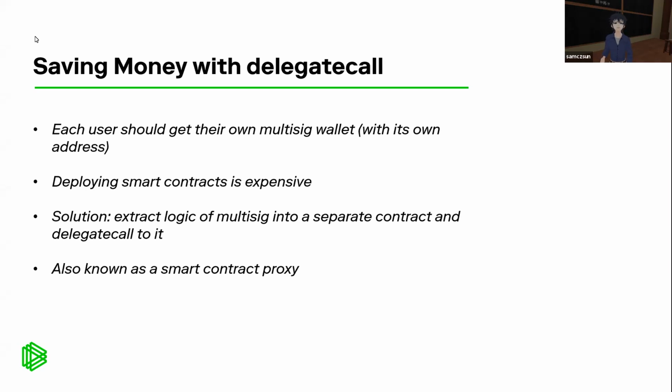And so one solution might be to extract the logic of the multisig, the really bulky part of it, and only deploy it once. Then when a user wants to create a new multisig wallet, they can deploy a very small contract called a proxy, and this small contract just delegate calls into the implementation. This is known as the smart contract proxy pattern.